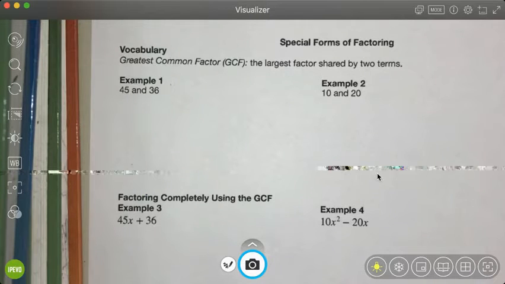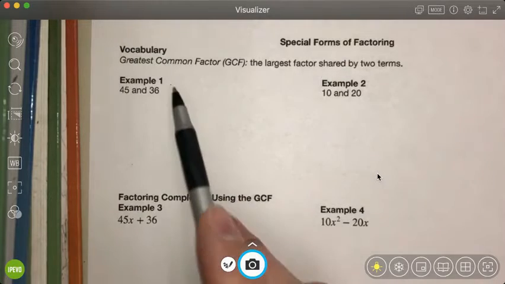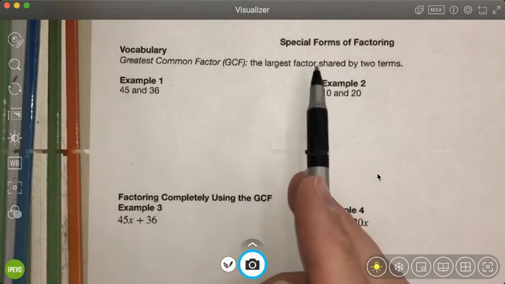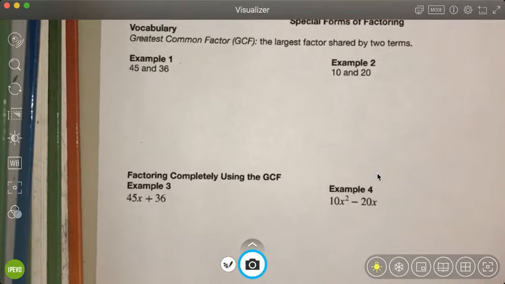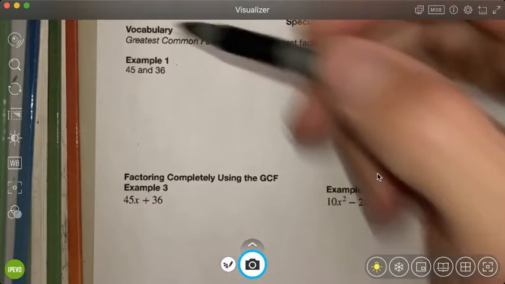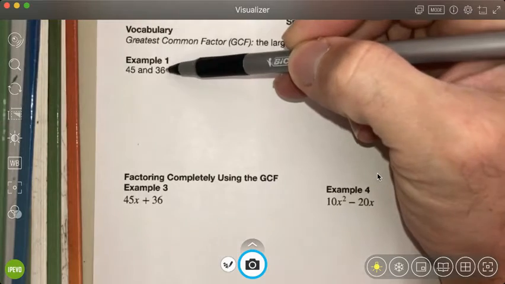Today we're going to take a look at the final forms of factoring. In addition to the box method we've been using, there are other forms of factoring which use a term you're probably familiar with, the greatest common factor. All that is really the biggest multiple shared by two different numbers. In this case, I've got 45 and 36.